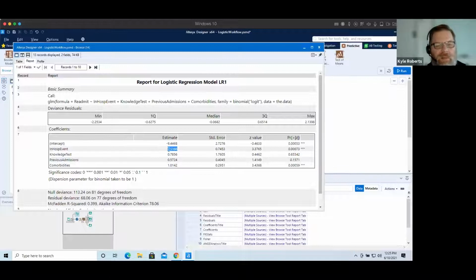Because it's positive and because it's statistically significant, that is a good predictor of whether or not they're going to be readmitted. Okay, so someone not having an in-hospital event means that probability goes down.